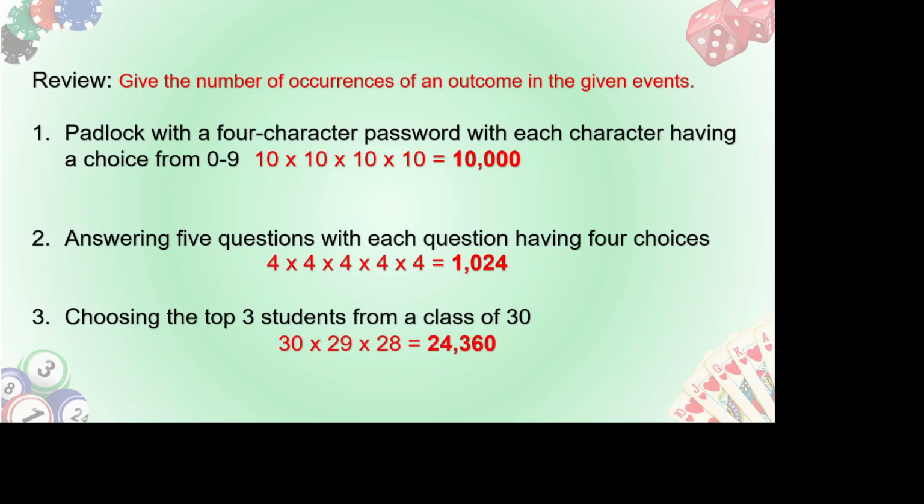If you answered 24,360, then you got it right. Why? Because for the top 1 student, there are 30 slots or 30 students to choose from. And so for the top 2 student, we have 29 students to choose from because one has already been chosen to be the top one. And for top 3, we have 28 students to choose from. So 30 times 29 times 28 is 24,360.